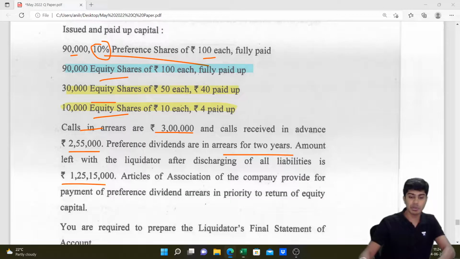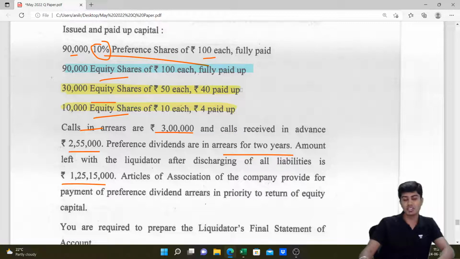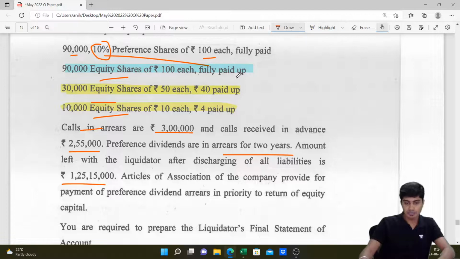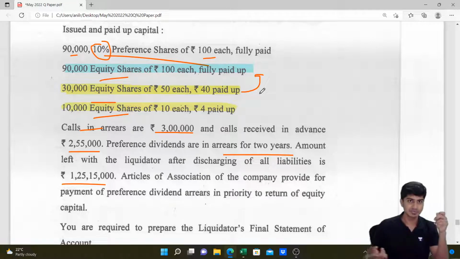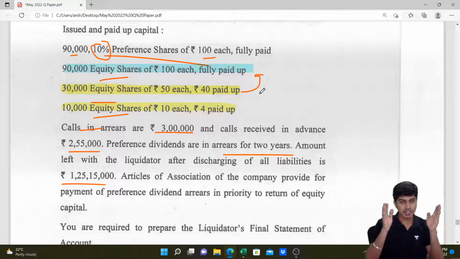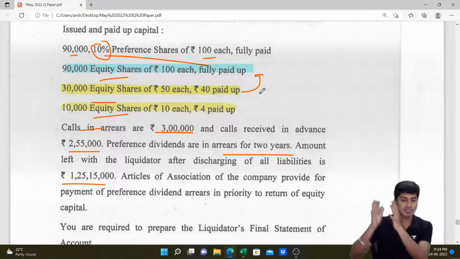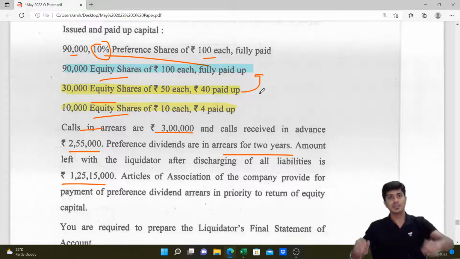And this has to be repaid to three different variants of shareholders. So what I'll do is I'll convert this. So this 30,000 shares of rupees 50 each, if I equate it to my 100 rupees shares, can I say it becomes 15,000 shares of rupees 100 each? Because 2 shares of rupees 50 is equal to 1 share of rupees 100. So 30,000 equity shares will become 15,000 if the value of 50 becomes 100.